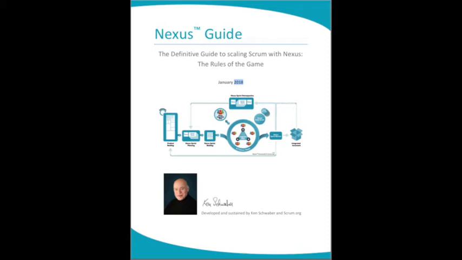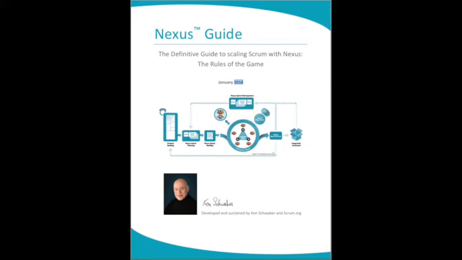Nexus Overview. Purpose of the Nexus Guide. Nexus is a framework for developing and sustaining scaled product and software delivery initiatives. It uses Scrum as its building block. The guide contains the definition of Nexus. The definition consists of Nexus roles, events, artifacts, and the rules that bind them together.